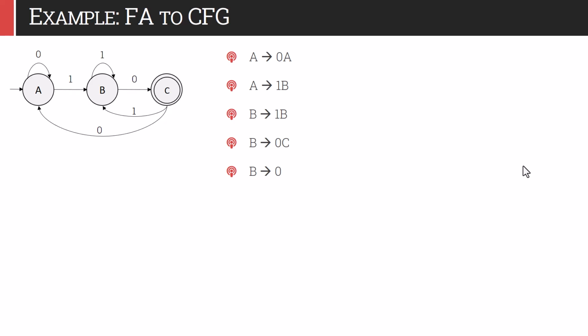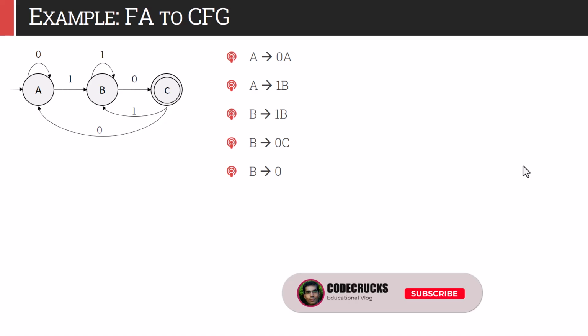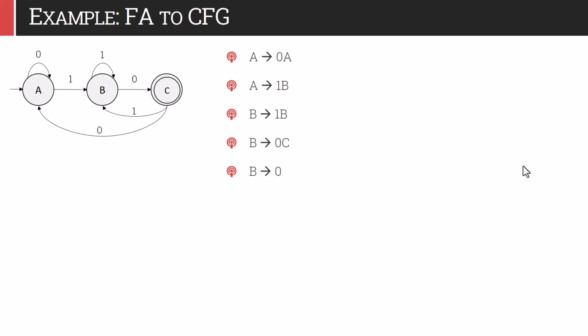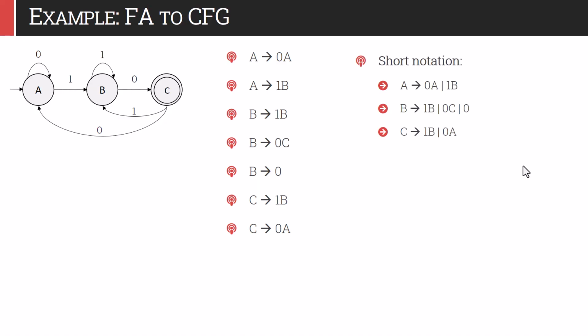From C, we have two transitions, one on 0 and one on 1, and none of them leads to a final state, so we add only two productions for state C. On reading 1, it goes to B, and on reading 0, it goes to A. That's it, and this is the short notation for the given productions. This grammar will produce all the strings which are produced by the finite automaton. So this is how we can convert any FA into a context-free grammar.